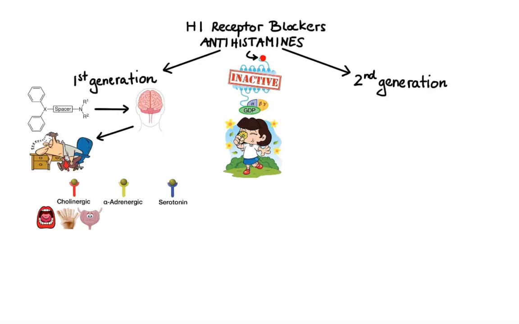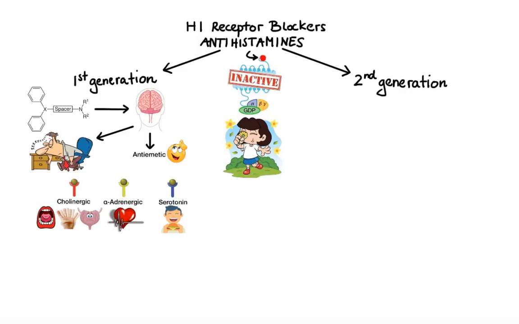Blockade of alpha-adrenergic receptors may cause hypotension and reflex tachycardia. And lastly, blockade of serotonin receptors may cause increased appetite. On the positive side, blockade of central histamine and acetylcholine receptors seems to be responsible for antiemetic and anti-nausea effects.